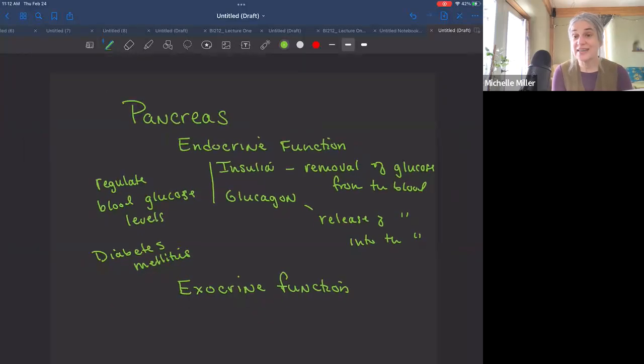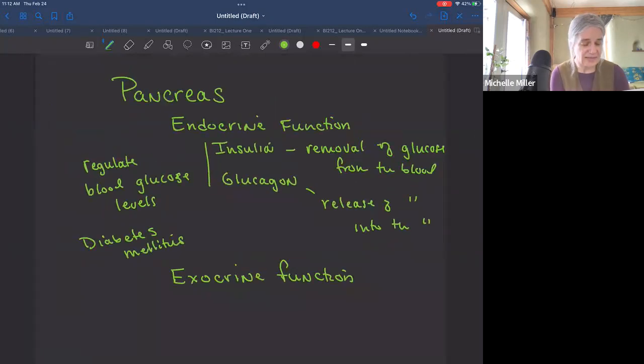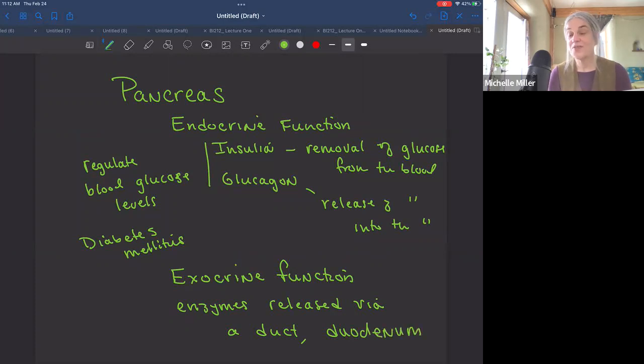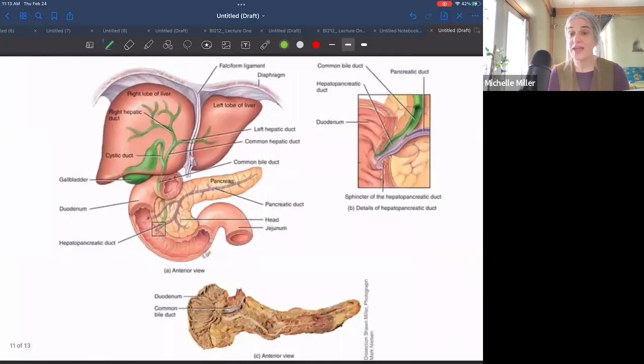And the exocrine function is substances that are released via a duct. So specifically enzymes released via a duct. Where does the duct go? It goes to the first part of the small intestine, called the duodenum. So that is a place where we have a lot of chemical digestion due to these enzymes being present, these pancreatic enzymes. So let's look at an image of our pancreas.